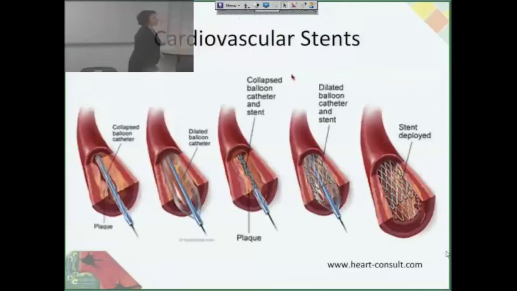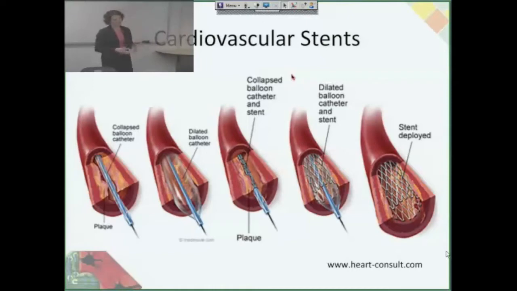The second most common use of metals in implantable biomaterials are cardiovascular applications. So metal stents have been around for a really long time, and the way that they work is you have an occluded artery due to atherosclerotic plaque building up, and that actually impedes flow through the artery. So what you do is you can have a collapsed stent, and you insert it into the artery, and then you put a balloon inside and inflate the balloon to expand the stent to its correct size. And that actually physically holds open the artery.